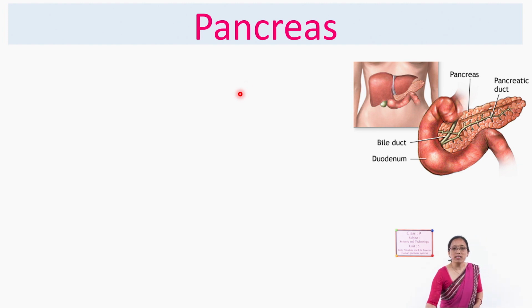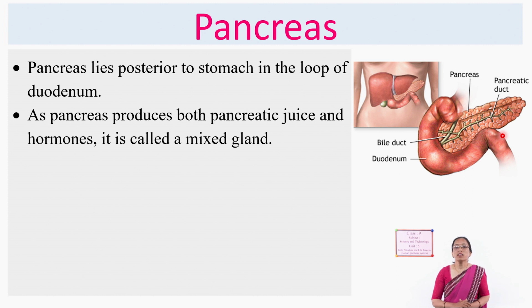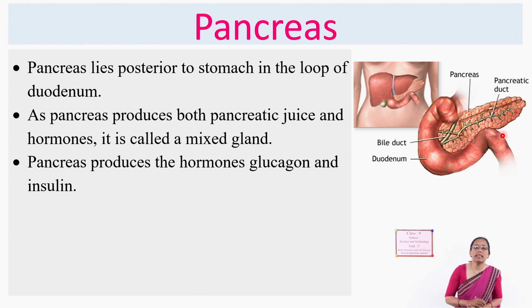See, where is it? This pancreas we have already seen, it is a leaf-like gland which is present at the loop of the duodenum. Already in a previous class also we discussed the pancreas. It is a mixed gland, and it secretes hormones as well as juices. What hormones does it secrete? It secretes mainly two types of hormone, that is glucagon and insulin.